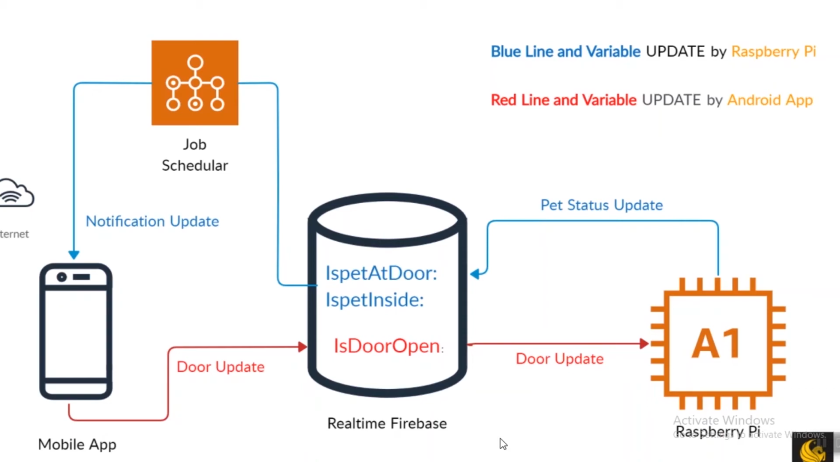Is pad at door? This is for the notification service. Is pad inside? This is to verify the pad status, whether the pad is inside or outside the house. And finally, is door open? This is to verify the status of the door.